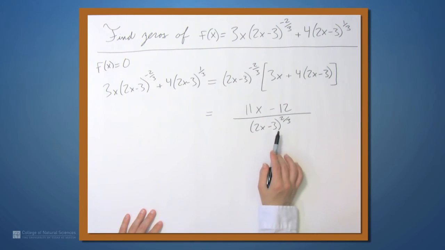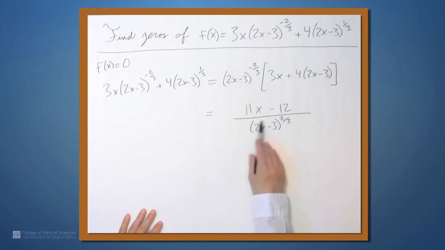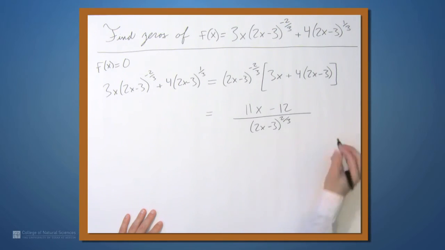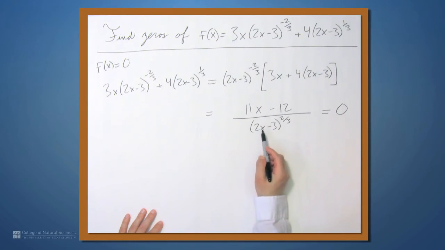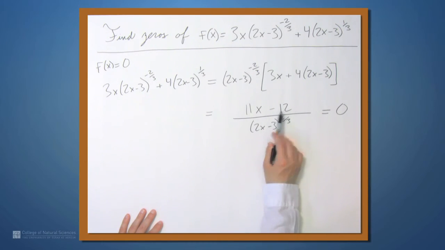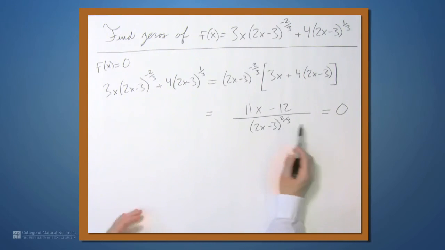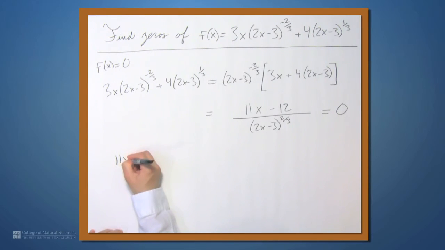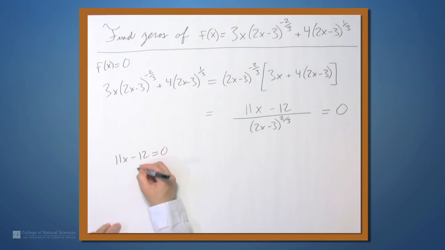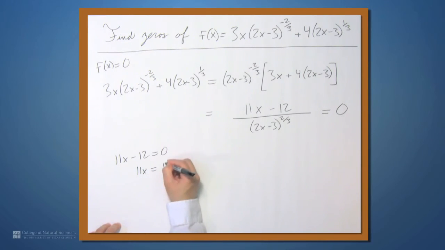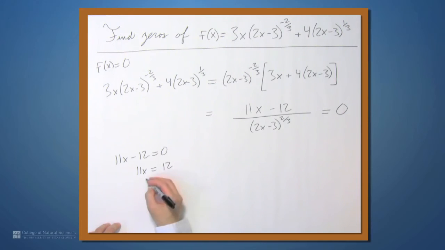Now, it should be a little clearer that we can't plug in 3/2, right? Because that would make this denominator 0, and that's no good. So we want to solve for x when this thing equals 0. A ratio equals 0 exactly when the numerator equals 0 and the denominator doesn't. So 11x - 12 = 0. Move the 12 over, we get 11x = 12. Divide both sides by 11, we get x = 12/11.